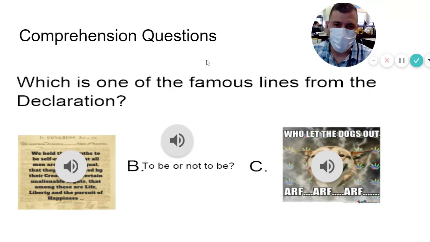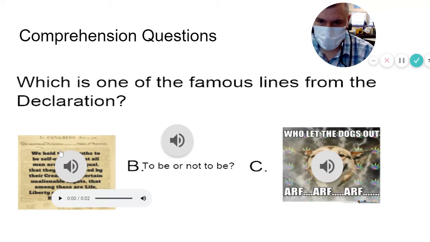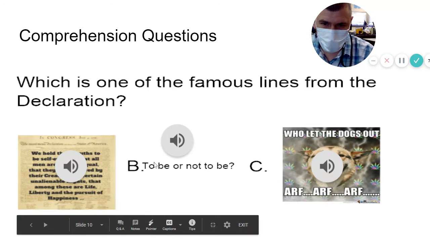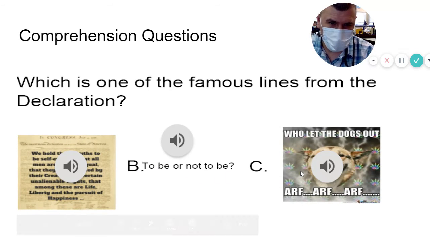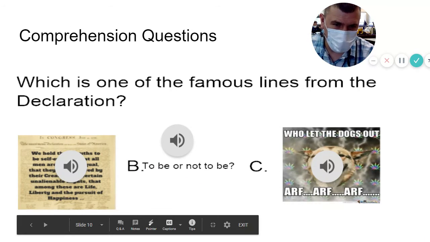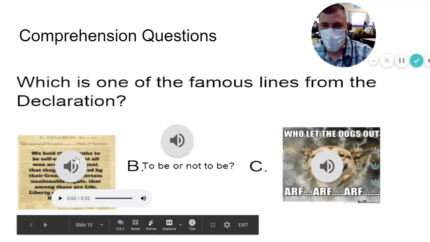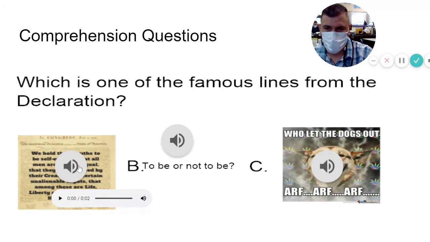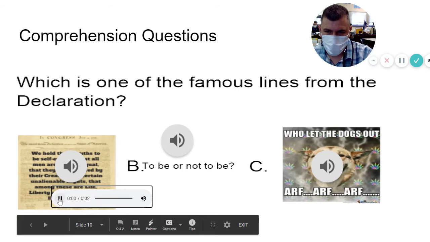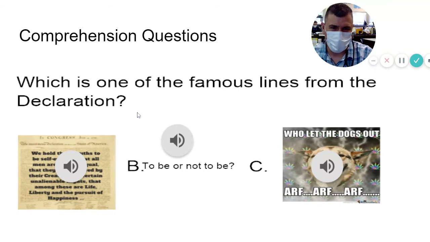And number four, which is one of the famous lines from the Declaration? Is it A? Is it B, to be or not to be? Or C, who let the dogs out? Arf, arf. It is A, we hold these truths to be self-evident. I'm not going to read that whole statement. We have a winner. It is A. And that is all of them for today.